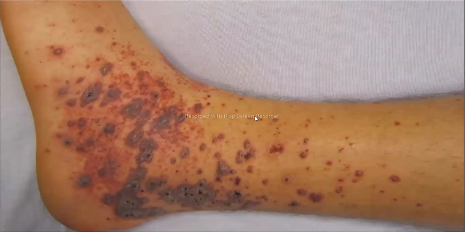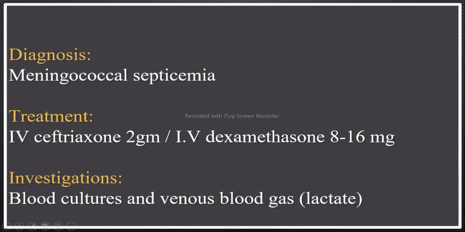Maybe this is Henoch-Schönlein purpura. Okay, so if the patient has, for example, normal vital signs and recent flu symptoms and doesn't have any abnormality, then maybe Henoch-Schönlein purpura. But if he has, for example, low blood pressure, high CRT, fever, and tachycardia, now I can say meningococcal septicemia.